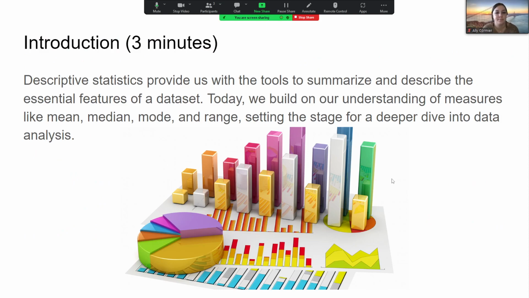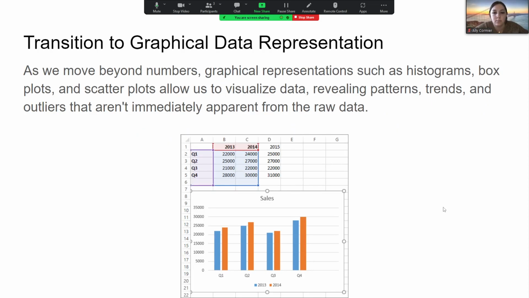For the introduction part, this lesson is aimed at students who are going from pure number data sets and transitioning them into a visual representation of that. Descriptive statistics provide us with the tools to summarize and describe the essential features of a data set, and today we build on our understanding of measures like mean, median, mode, and range, setting the stage to dive deeper into data analysis.